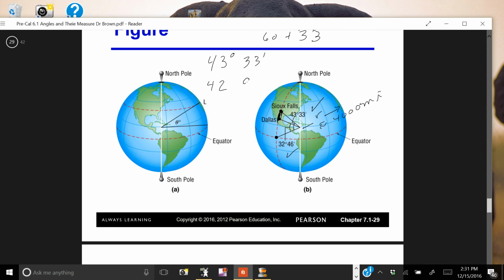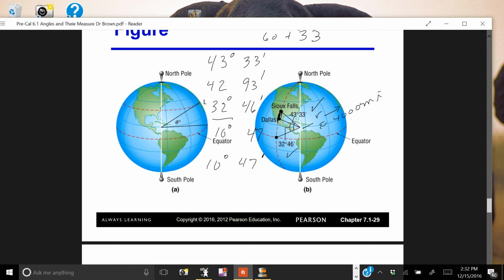which will be 93 minutes. Now we want to subtract 32 degrees and 46 minutes from that. And so we can see that the difference subtracting is 10 degrees. And let's see, subtract 46 from 93. We get 47 minutes. So 10 degrees, 47 minutes.